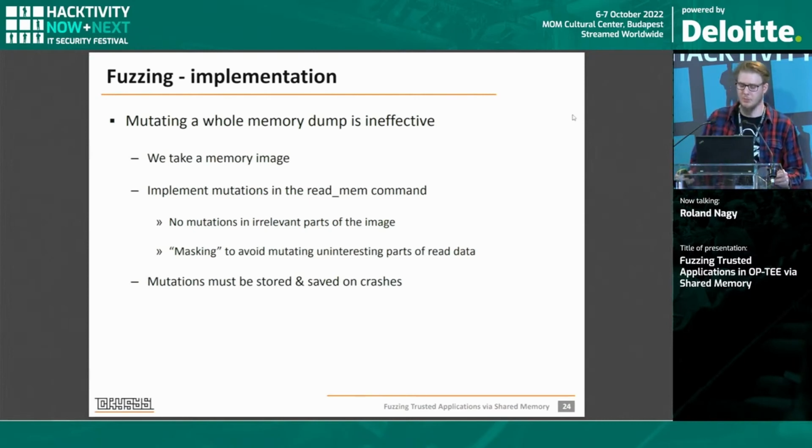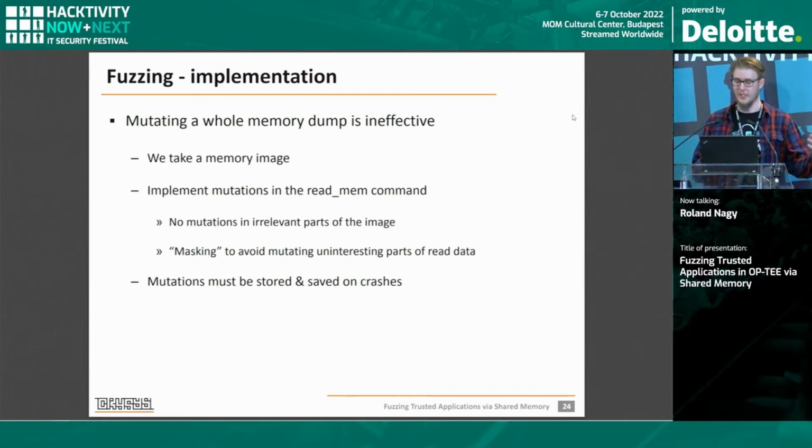So we came up with a solution: we take a dump from QEMU, and then we implement our read memory function in a way that it will read the requested data from the unmodified input file, and that will be mutated. But first, we apply a mask on it to guide the fuzzer to avoid useless mutations.